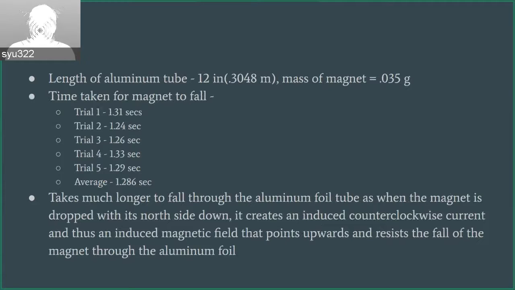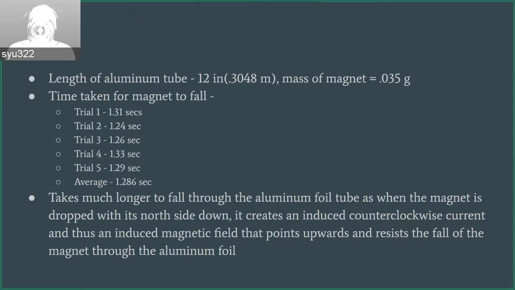So my actual data, the length of my aluminum tube was 12 inches or 0.3048 meters, and the mass of my magnet was 0.035 grams. For me, the time taken for my magnet to fall through my aluminum tube was an average of 1.286 seconds.